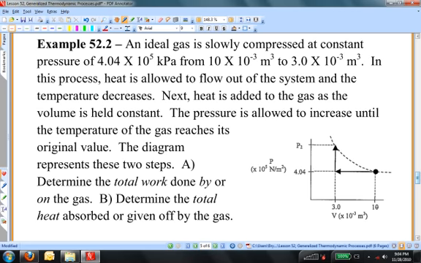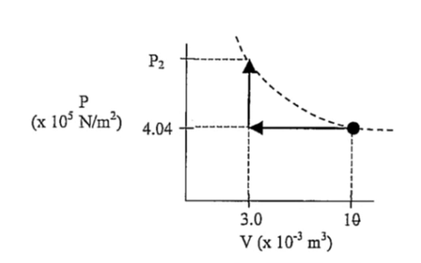Alright, so we have this diagram that shows these two steps. In this first step, they say the gas is slowly compressed, and it's happening at constant pressure. So I have an isobaric process. If we call the starting point A and the ending point B of this isobaric process, then I can see that the amount of work done by the gas is going to be negative because my final volume is smaller than my initial volume.